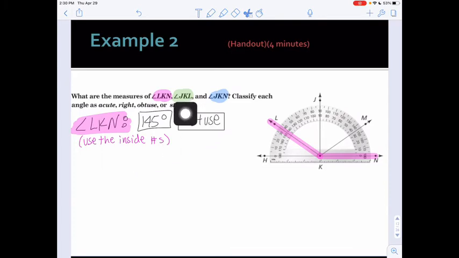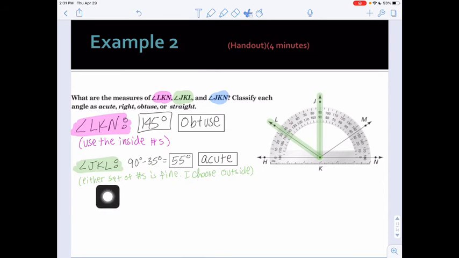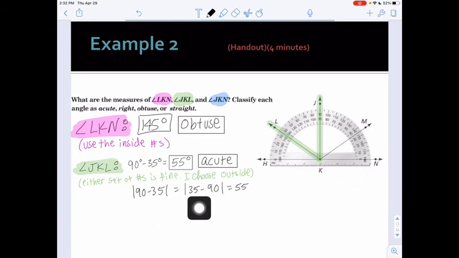Next, we'll take a look at angle JKL. Angle JKL has ray KJ right at 90 and ray KL at either 145 or 35, depending on whether you're reading the inside or outside of the protractor. For angle JKL, it doesn't really matter if you use the inside or the outside numbers. I chose the outside, so I'm going to go with 90 and 35. Technically, we should have absolute values around the 90 and the 35, but since I used my bigger number first, 90 minus 35 is already positive 55, which gives me an acute angle. However, if you chose to use 35 first and subtract 90, you would need the absolute value bars, because 35 minus 90 would give you negative 55, and the absolute value of negative 55 is still 55. So either way, you would get 55 degrees. Your angle measures have to be positive, which is why we use the absolute values.